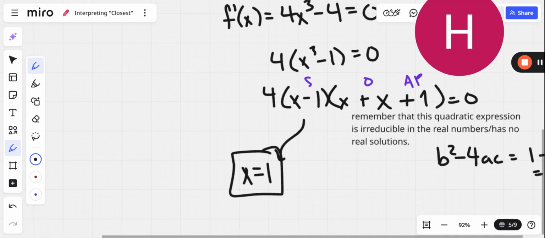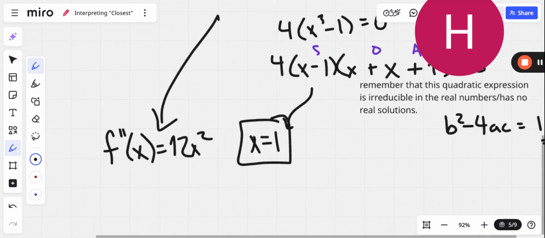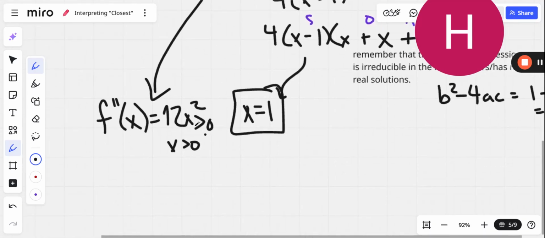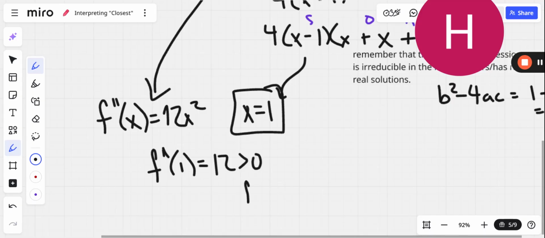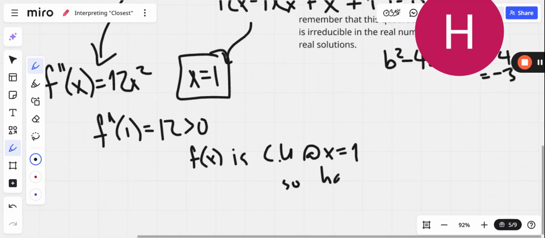And again, it is easy enough to just take the second derivative. f double prime is simply 12x squared, which is never negative. So when x equals 1, in fact, I think I'll just write this. f double prime of 1 is 12, which is greater than 0. So f of x is concave up at the flat point, x equals 1. So it has a minimum.